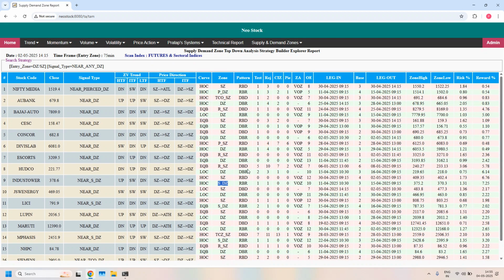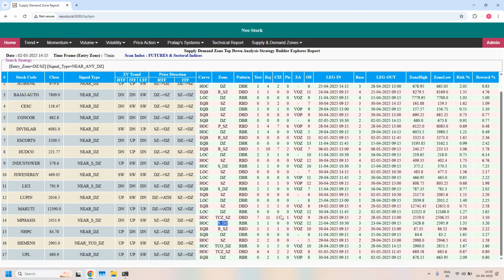Indus Tower is having a 75 minutes high liquidity demand zone. LIC is having a 75 minutes high liquidity demand zone. Emphasis is having a 75 minutes high liquidity demand zone. That's it. We identified 3 high liquidity 75 minutes demand zones from this list.